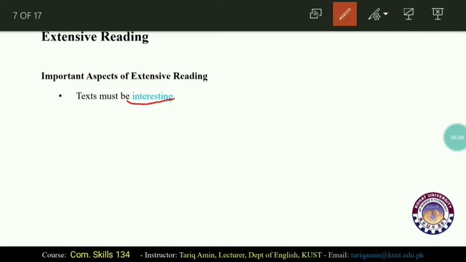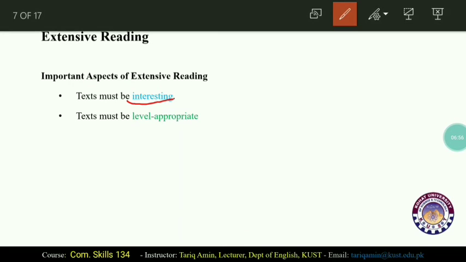For example, you can select novels. Novels are interesting texts. You can select dramas. Dramas are also interesting texts. Short stories are interesting texts. So try to select texts that are interesting.